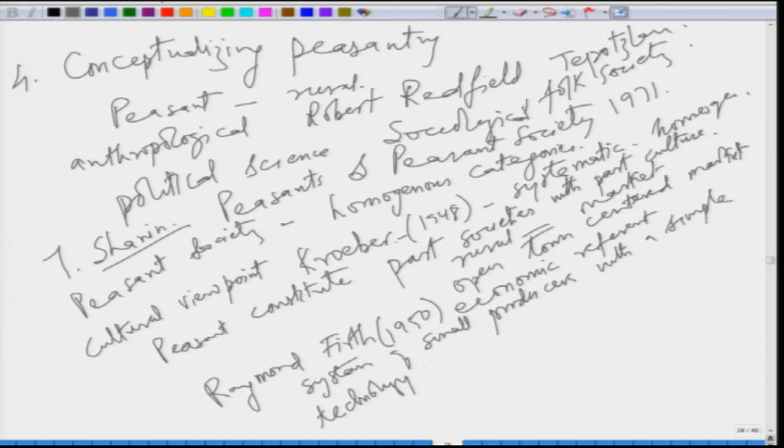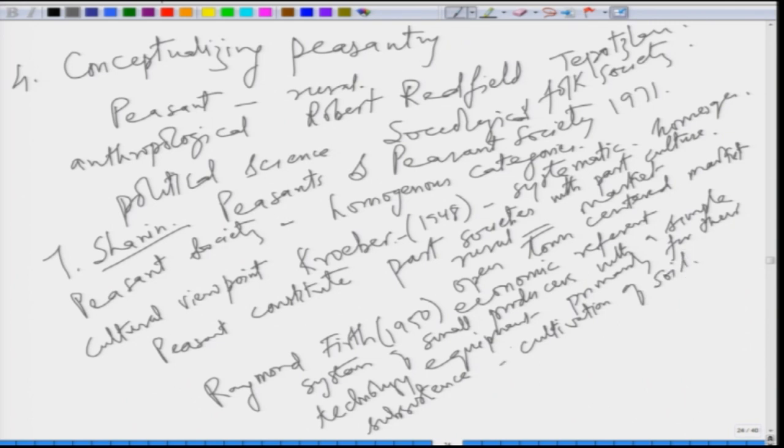and the equipment of, often relying primarily for their subsistence. So, that becomes crucial, that whatsoever they are producing, they are basically producing for their own subsistence. The primary means of livelihood for the peasants is the cultivation of soil; cultivation of soil is the primary occupation of the peasantry.